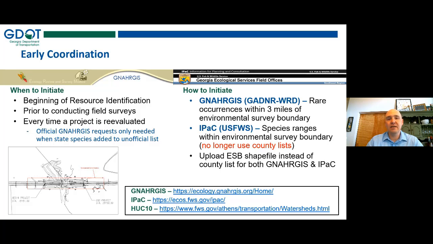With IPAC, that's going to be how we get our species list from Fish and Wildlife Service. And it's going to be any species ranges that happen across our environmental survey boundary. We are no longer using county lists in almost all cases. There are some projects where we may still use that, but primarily we're using that environmental survey boundary and uploading it in. And there's a lot of functionality associated with that we'll talk about with IPAC. That's really, I think, a pretty neat advantage of using IPAC and those ESB files. And we do that by uploading the ESB to both NARGIS and IPAC.